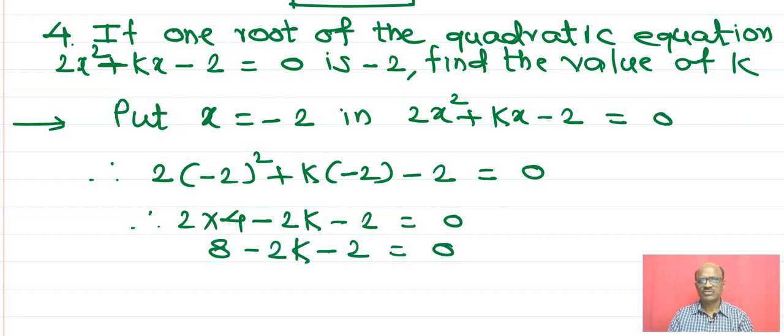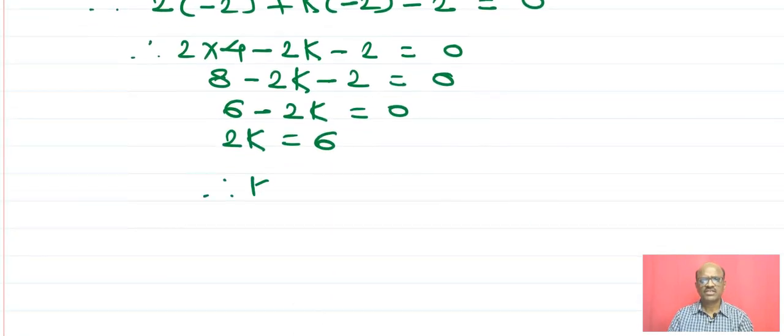-2k minus 2 equals to 0. 8 minus 2k minus 2 equals to 0. 6 minus 2k equals to 0. Therefore 2k is equals to 6 and k is equals to 3.